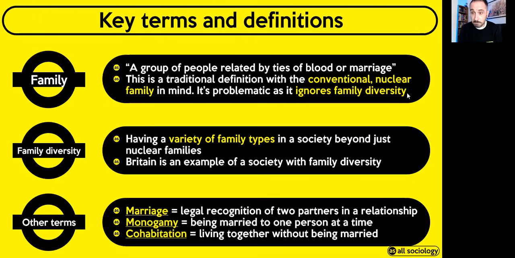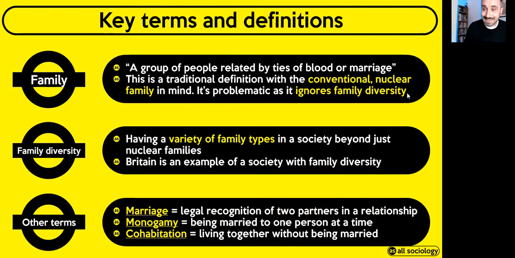So marriage is one of the things we'll need to know about, and that's the key word: the legally recognised union of two partners in a relationship. It's a legal contract. Monogamy is the system we practice in Britain and most of the rest of the world, of being married to just one person at one time. If you're married to more than one person, it's a crime.